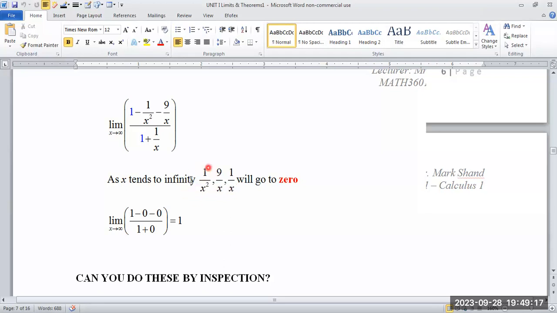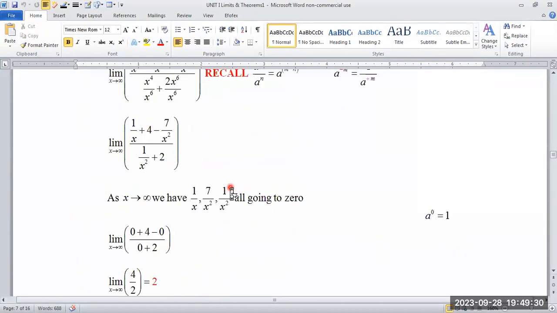In this case, the 1 over x squared will go to zero quicker than the 9 over x and the 1 over x. Do you agree with that? Yes. Okay. All right. So we looked at that exercise last night.